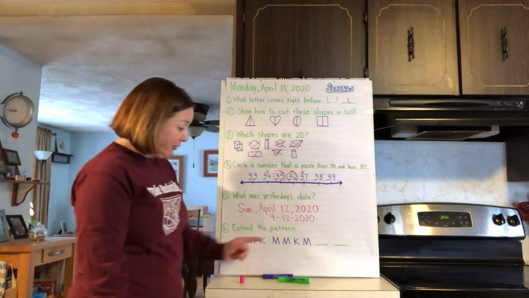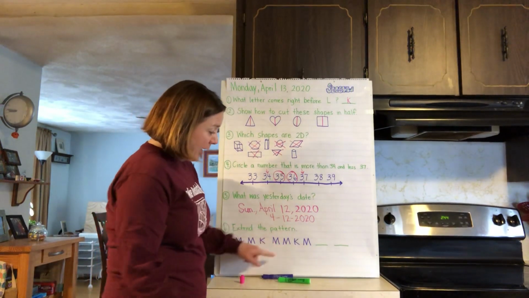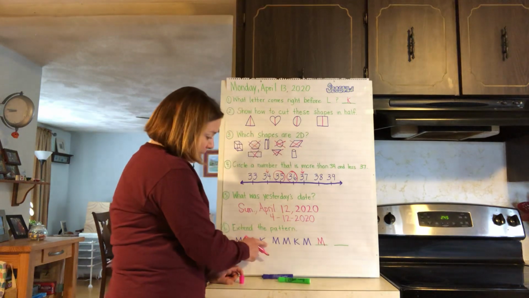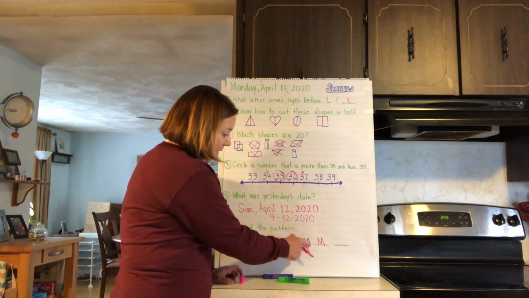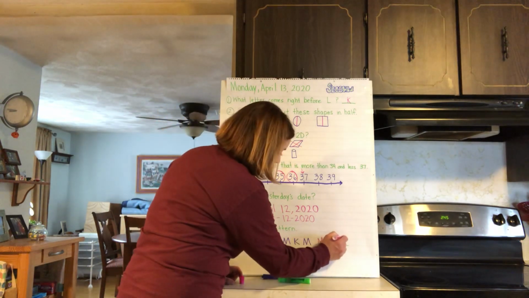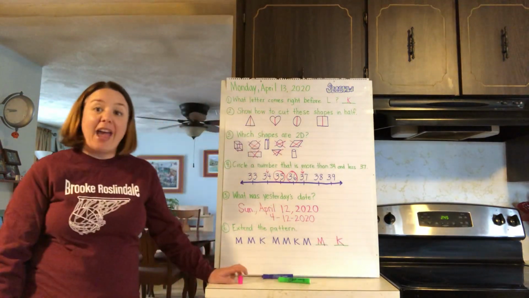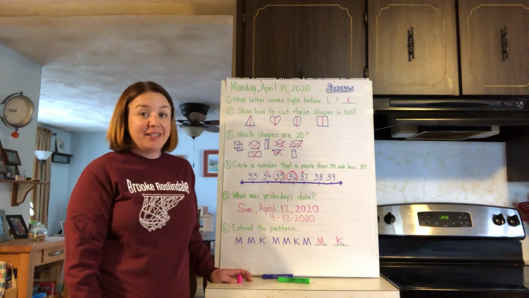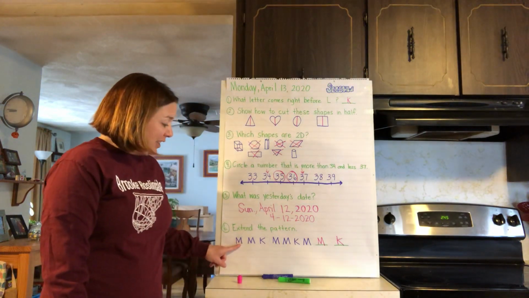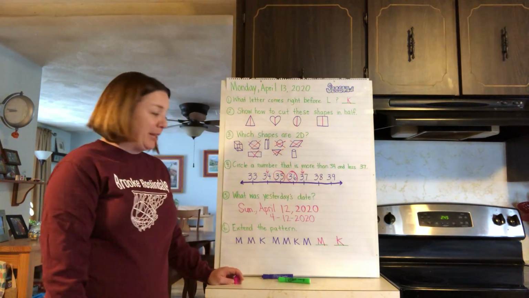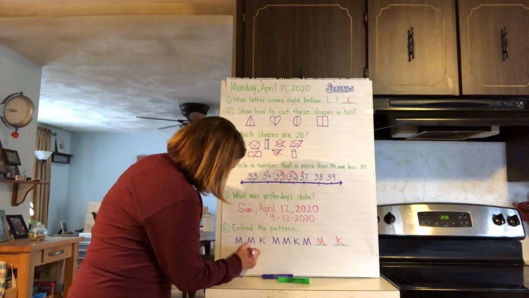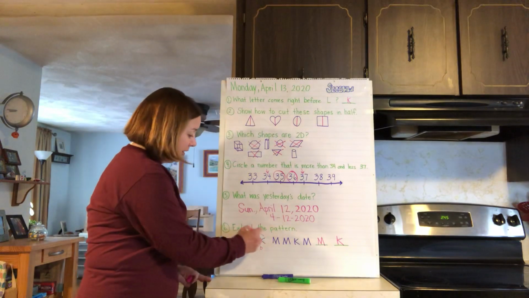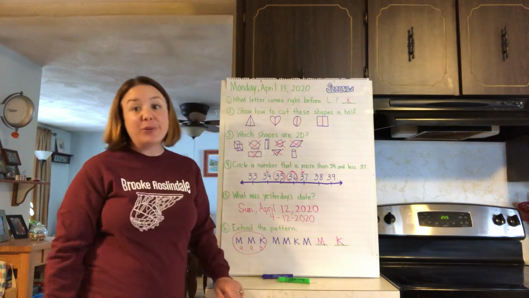You should have written, after the letter M, I see another M. So after this M, I'm going to write M. M, M, K, M, M, K, M, M, K. You should have an M and a K on your paper. Give yourself a check if you got that right. I see this pattern, and it's an AAB pattern. Remember, the part that repeats is the unit. And once you know the unit, you can complete the pattern.